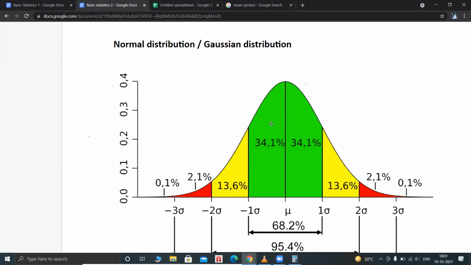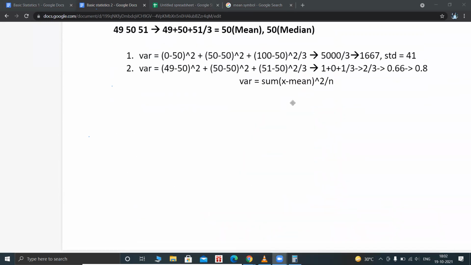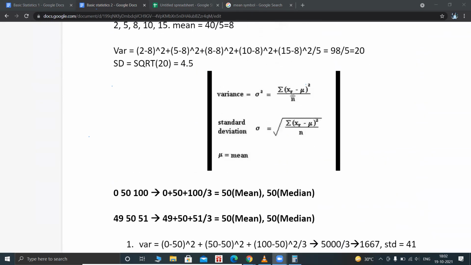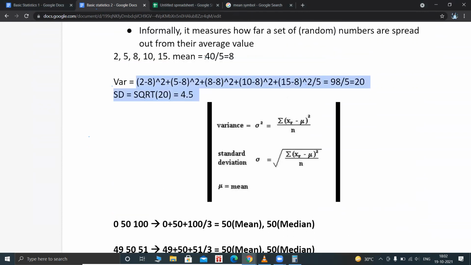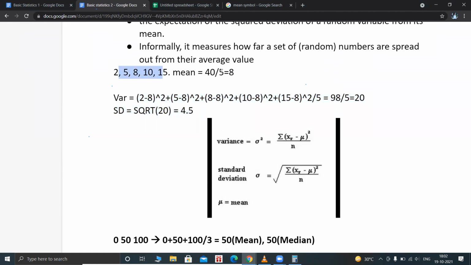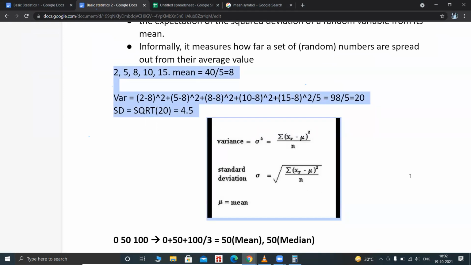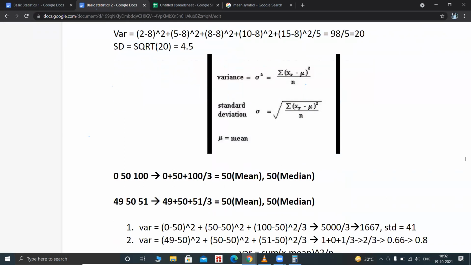The standard deviation tells us the range of data points in one standard deviation, right? So this is how you can calculate the variance and standard deviation. Just try to remember this formula, because we have an example. These are my data points, and I have calculated the mean for it. Then I'm calculating variance as well as standard deviation, right? So mu is nothing but the mean.